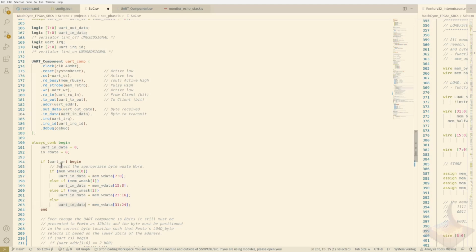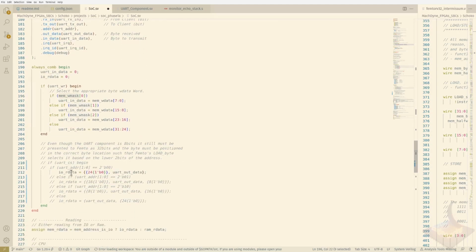the UART. If you don't do this, if you assume that the Femto is going to give you the lower byte of the 32-bit word, that would be wrong. 3 out of 4 you would get wrong. So you need to look at the mask so that we can correctly route one of the bytes into our UART.